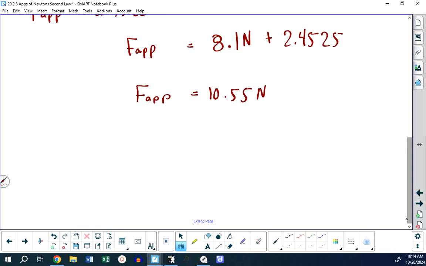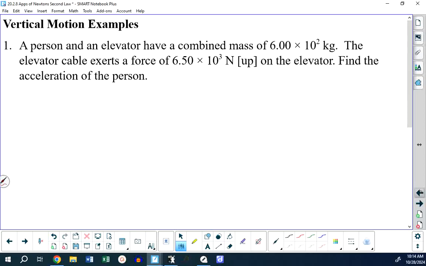Okay. So let's take a look now at example 1, because example 1 is maybe a little bit different. It appears different anyway. A person and an elevator have a combined mass of 600 kilograms. The elevator cable exerts a force of 6,500 newtons upwards on the elevator. What is the acceleration of the person? Which means, what's the acceleration of the person in the elevator?